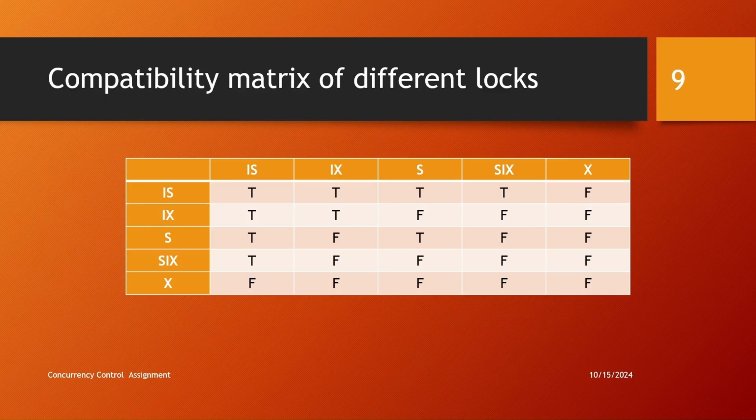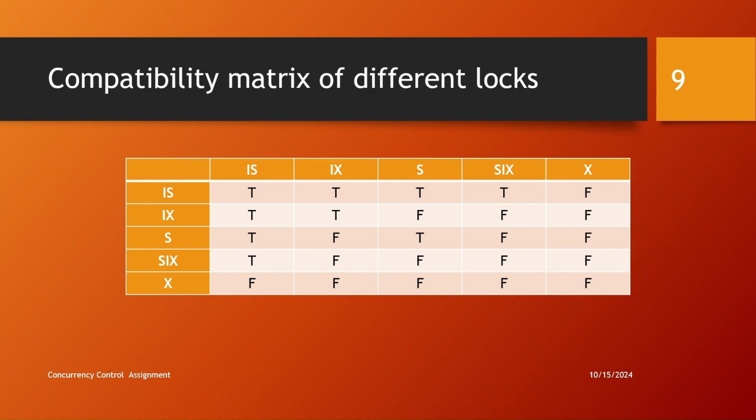So now let's look at the compatibility matrix. So this is the compatibility matrix. If a node in the tree has intention shared lock, then it can be concurrently locked in intention shared, intention exclusive, shared and SIX mode, but it cannot be locked in exclusive mode. If it has an intention exclusive lock, then it can only be locked in intention shared or intention exclusive lock and not in the other three.